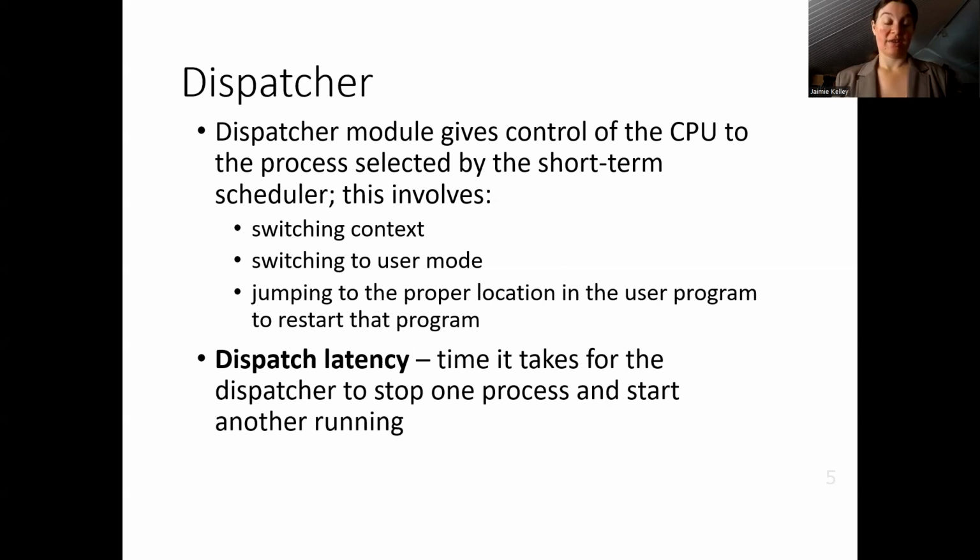The very last step is when we set the program counter to the appropriate location in the user program. So if it's already run some, that might not be at the beginning of the program. It would be whatever the saved value of the program counter is in the process control block. The time it takes for the dispatcher to stop one process and start another running is called the dispatch latency. We can think of that as the time it takes to perform an entire context switch.